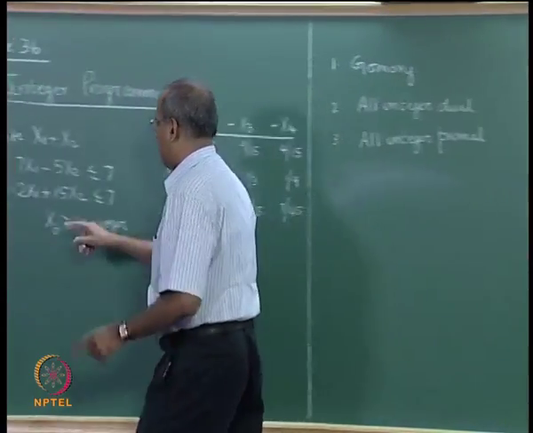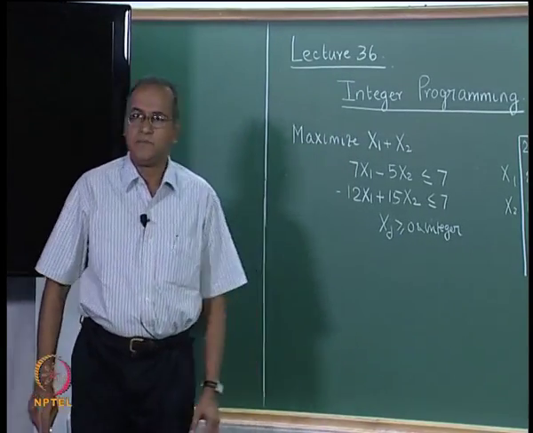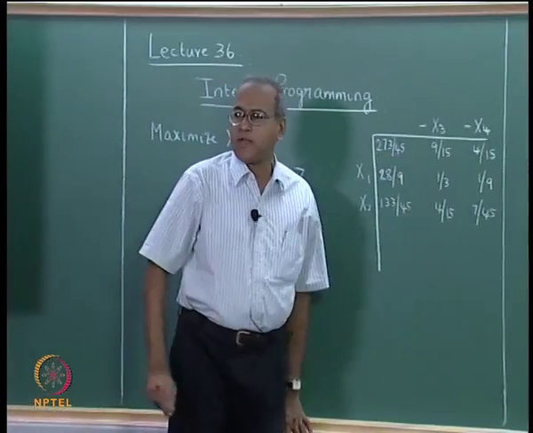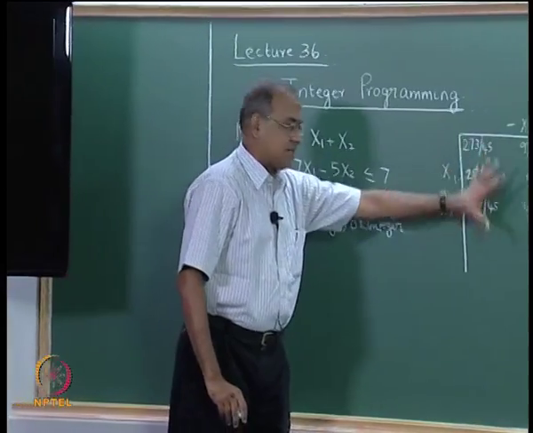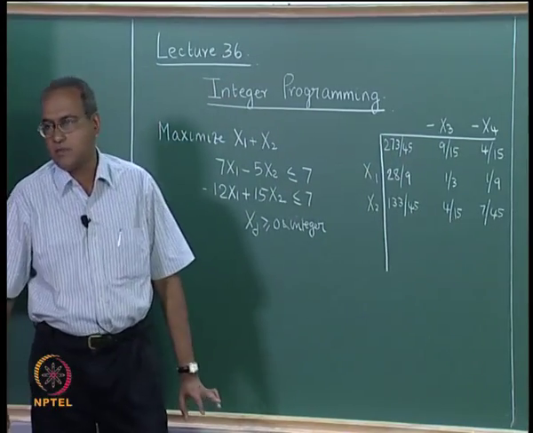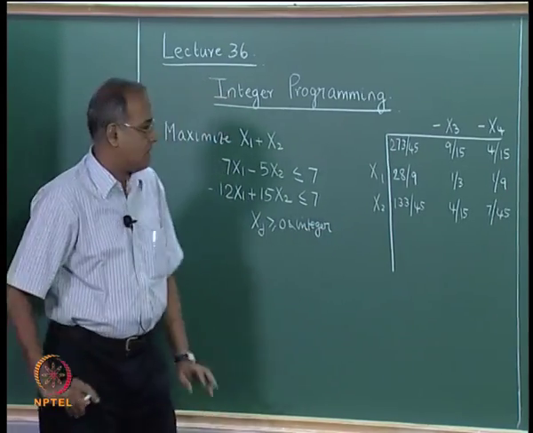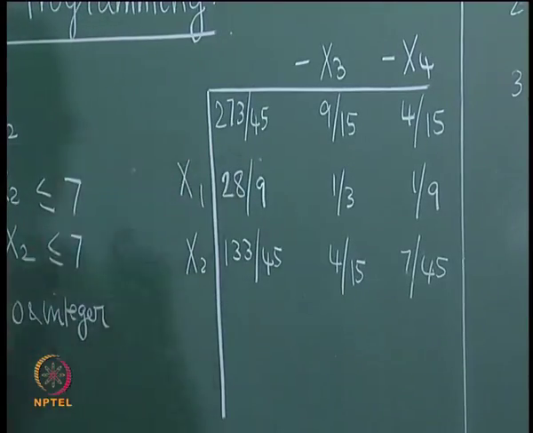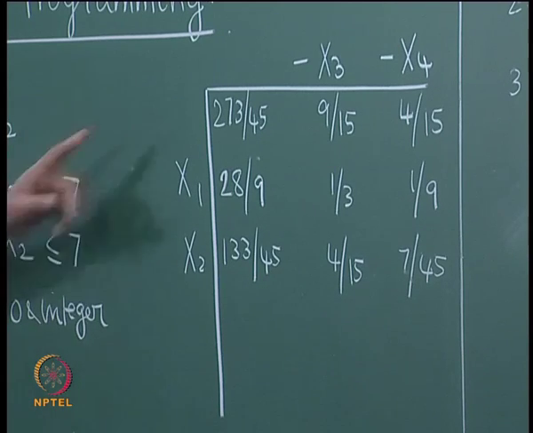Now, let us go back to the problem that we have already solved using the Gomory cutting plane method. This is the LP optimum table that we have already seen in a previous lecture, using a slightly different notation for the simplex algorithm, and we have already seen this notation also in the earlier lecture. So, this is the LP optimum to this problem. The LP optimum has x1 equal to 28 by 9, x2 equal to 133 by 45, and the objective function value is 273 by 45 or 91 by 15.